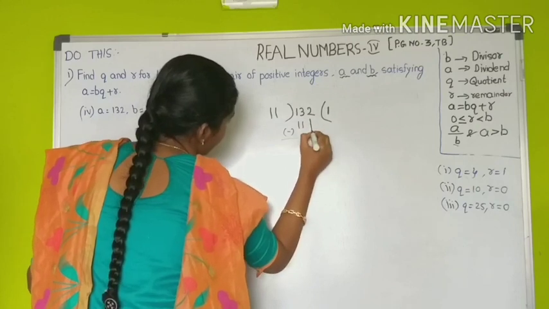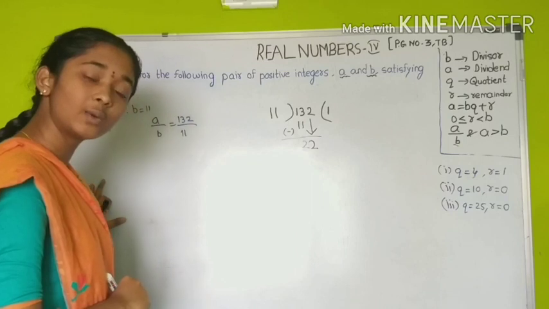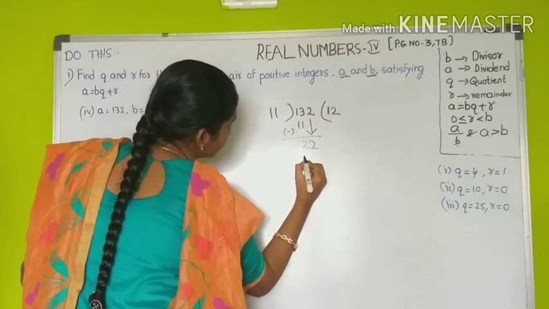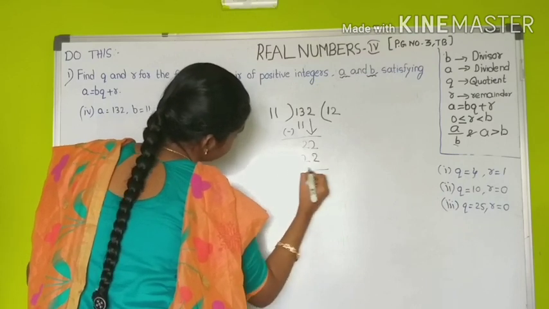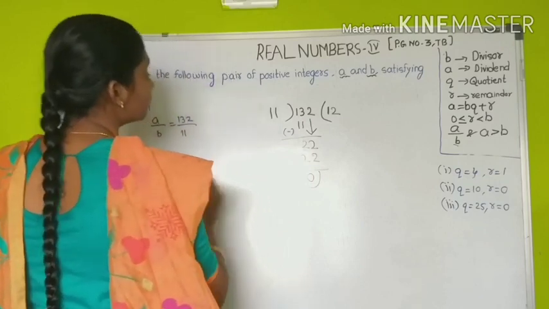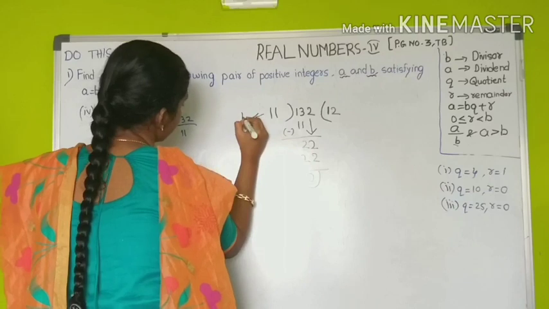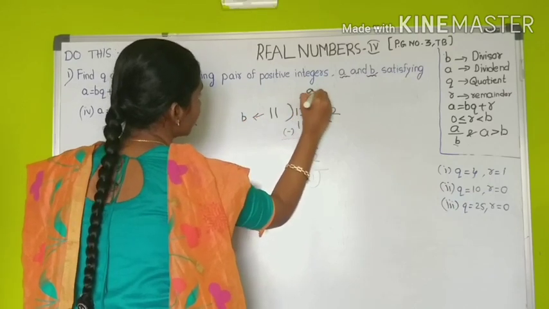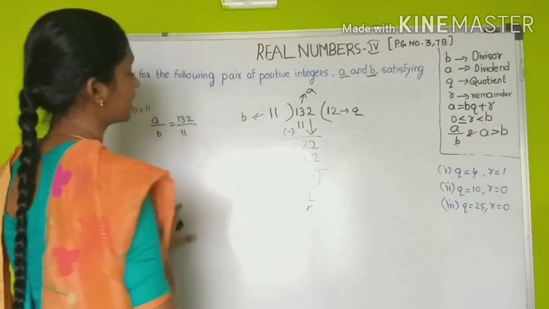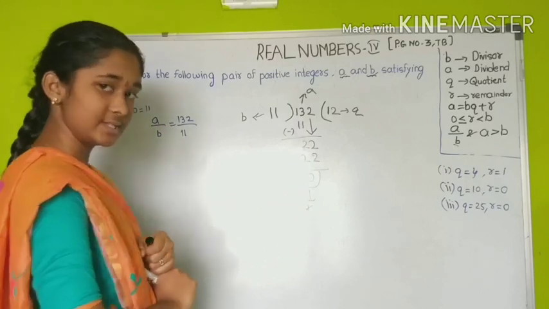So I put here 2. And we borrow the 2 here. That becomes 22. And we all know that 11 twos are 22. So we write here 2 and 22. And 22 minus 22 is 0. So now the remainder became 0. And we denote this: it's B, it's A, it's Q, it's R. And here also the remainder condition is satisfied because the remainder became 0.